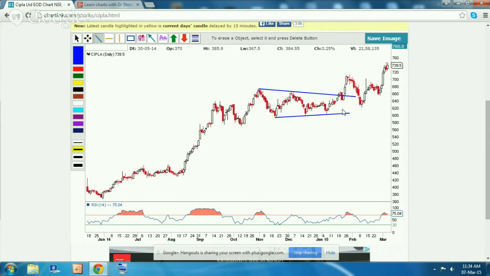A triangle is also a continuation pattern. A continuation pattern means it's a temporary pause in the trend. There's an uptrend going on here before the triangle. In the triangle, there is consolidation or resting, a temporary pause. And after that, there is a breakout. And though it has entered again, that's kind of a trap here. Again, it has come out and gone up. So this is another continuation.